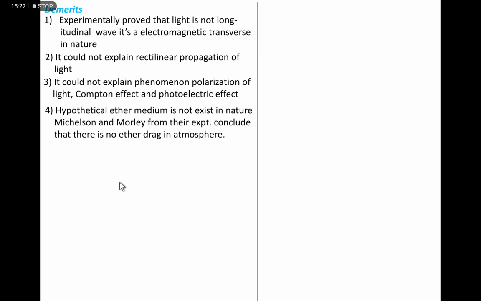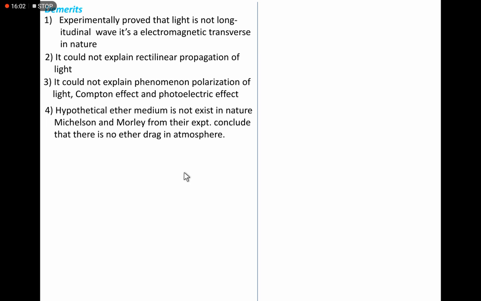And the last drawback is that the hypothetical ether medium does not exist in nature. Michelson and Morley are the scientists who studied the interference of light with their experimental setup. They concluded that there is no such medium available in the atmosphere, that is, the hypothetical ether medium.